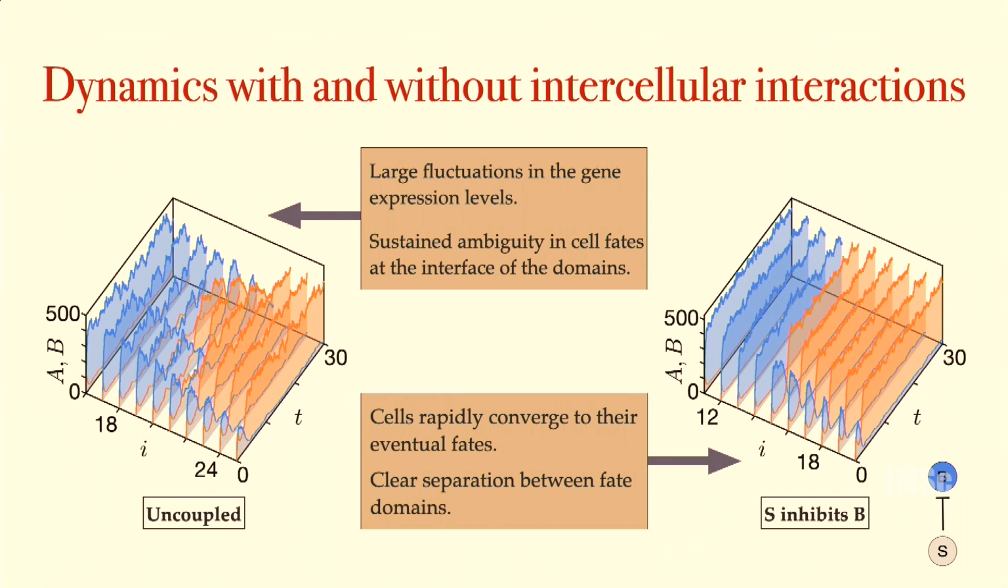So finally, here's what happens. Let's take the scenario where S inhibits B, for example, and you can see that when there's no coupling across the tissue, there's a lot of noise. Here there's rare fluctuation in B, rare fluctuation in A, and in the interface there's no clear winner. Sometimes B is winning, sometimes A is winning, and so on. But as soon as you account for S or some interaction by Notch, in this case S inhibiting B, you see first of all the cells quickly convert to their eventual fate. And also there's a very clear separation between the domains. Here B is dominating, here A is dominating.